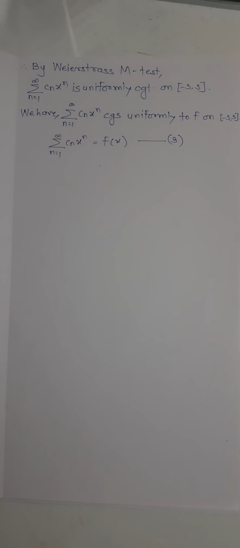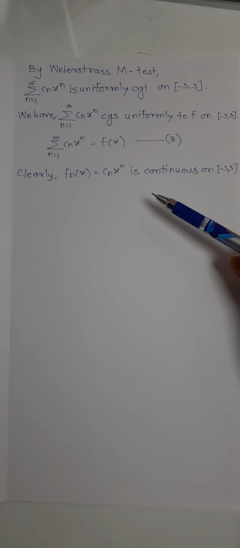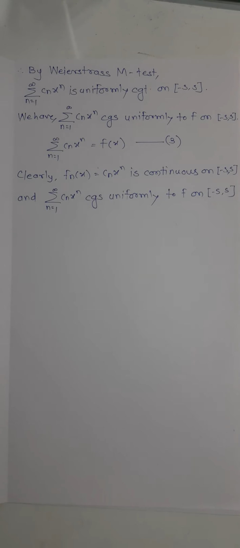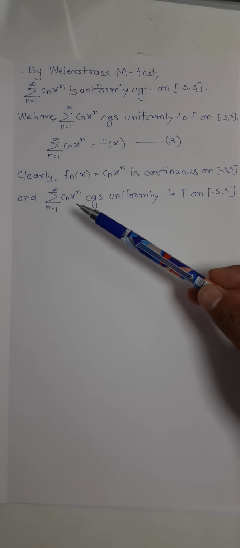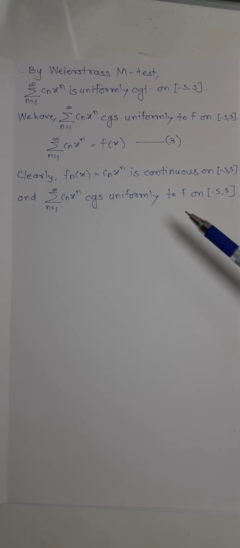Okay, so see clearly c_n x raised to n is a continuous function. It's a polynomial function, so that's why it is continuous on minus s to s. As well, we have that the series converges uniformly to f. See, each function f_n of x is continuous and converges uniformly to f. So we have a result. Using that result, we can say f is also continuous on the interval minus s to s.